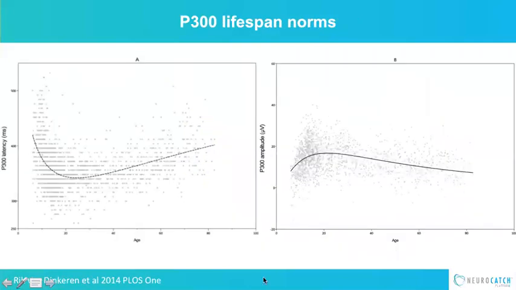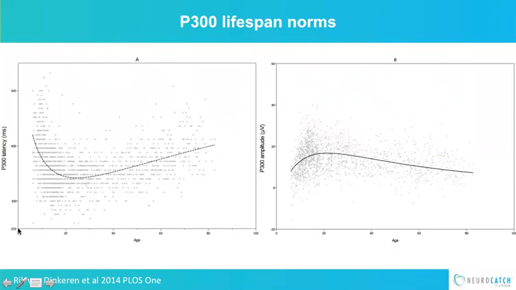Now let's take a look at the P300. I apologize for these graphs. This was the best resolution we could get from extracting. They're very important graphs, so it's important to show. But let me walk you through it. Again, on the left is the latency. On the right is amplitude. And on the horizontal axis is age from early years.